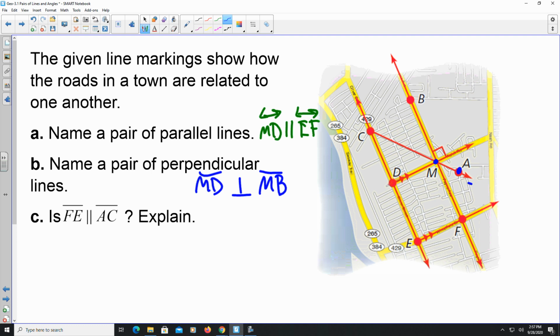My apologies. Here it says, is FE parallel to AC? And the answer is no. Your explanation would be that because MD is parallel to FE, and by the parallel postulate, there is exactly one line parallel and it's already been taken. So that's what your explanation would be.